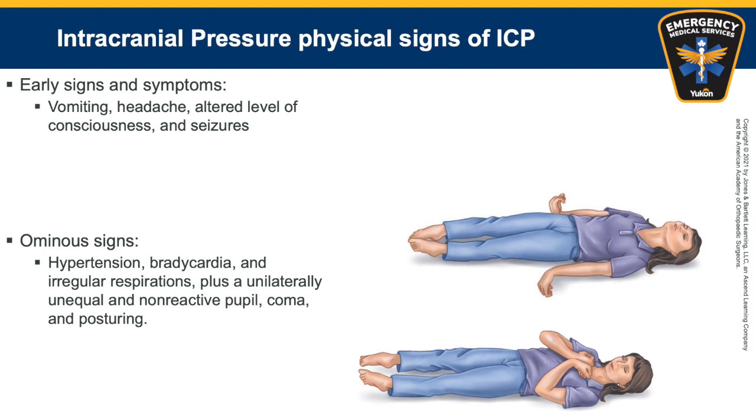These pictures here depict some ominous signs of intracranial pressure as it progresses to the point where it causes actual herniation of the brain, as the brain is pushed through the small opening at the base of the skull. So the top one is decerebrate posturing, and the bottom one is decorticate posturing. Once you see this, it's dangerous. The odds of them surviving are low. You need to get them to the nearest care facility.